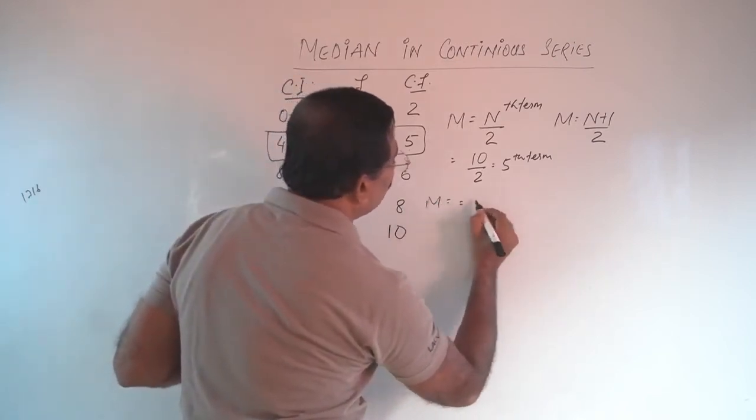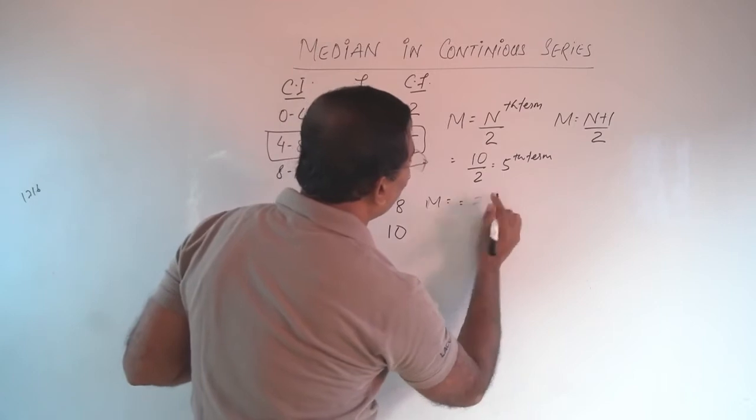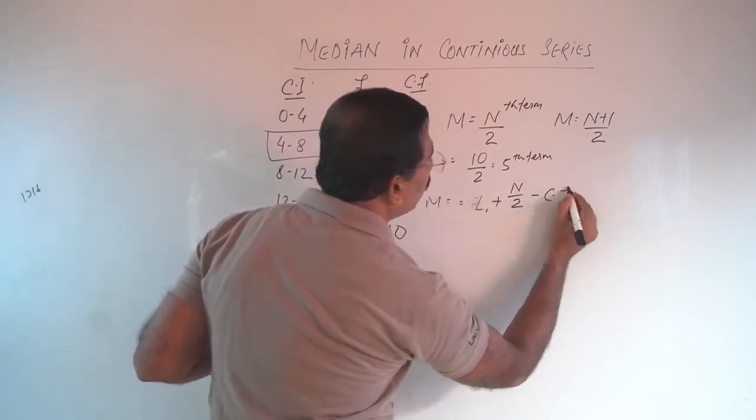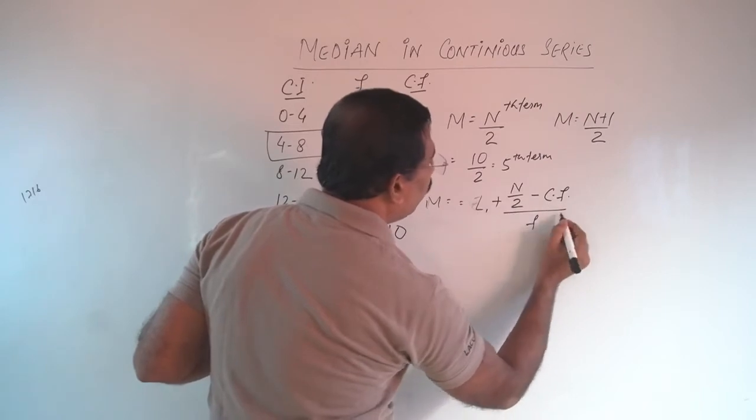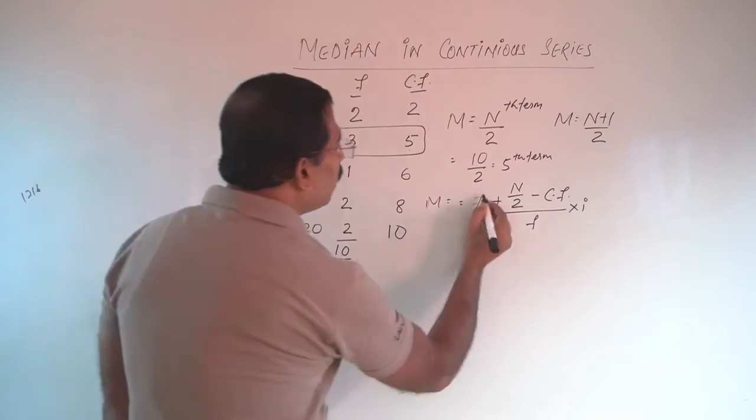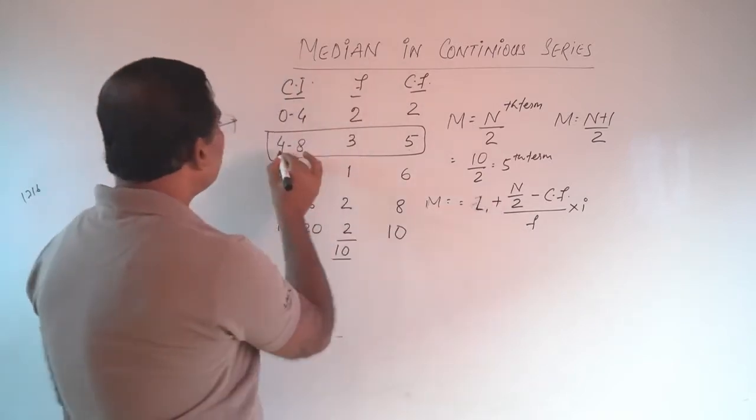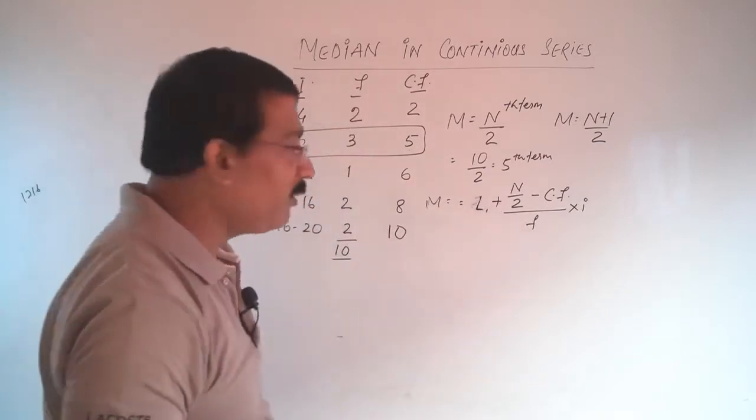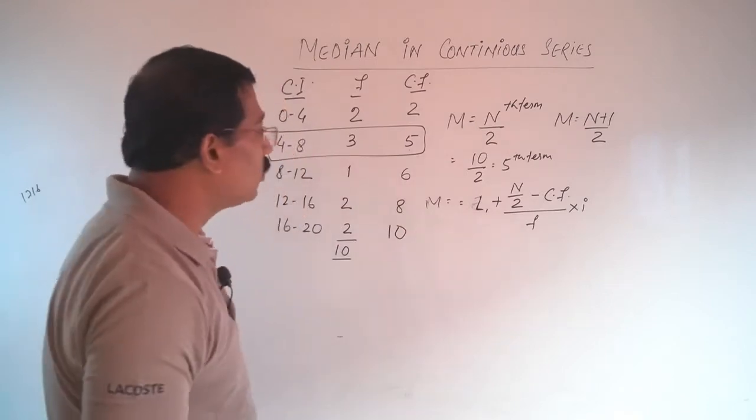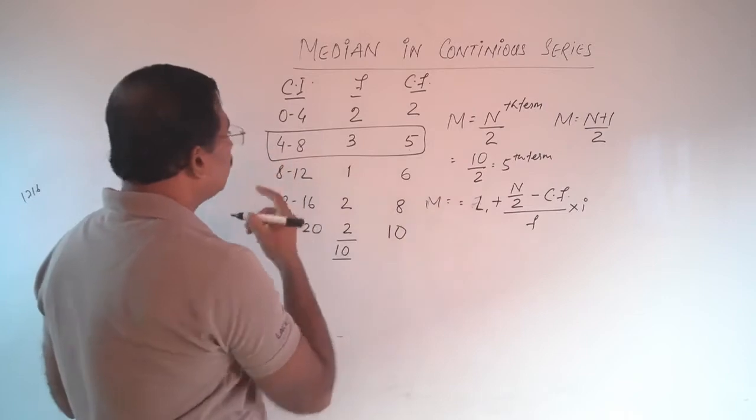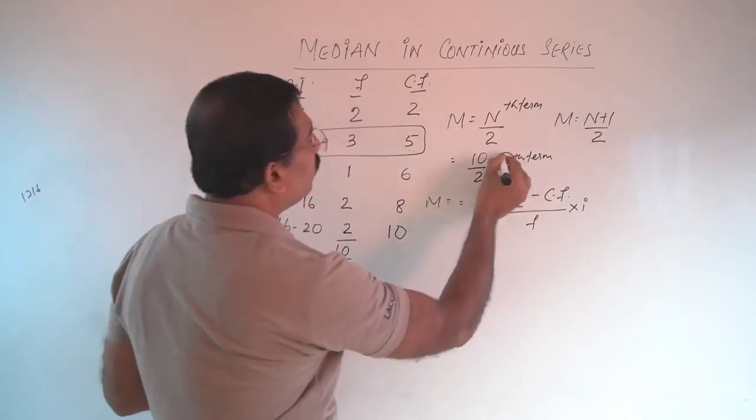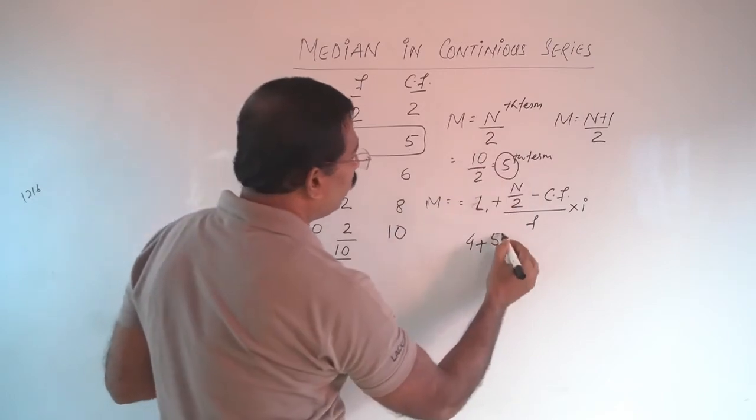Now M is equal to L1 plus (n by 2 minus CF) upon F into I. Then what is L1? This 4 is L1, the lower limit, and this 8 is the upper limit. Upper limit is L2. So first L1, that is 4. Then plus n by 2. You have calculated here, so 5.